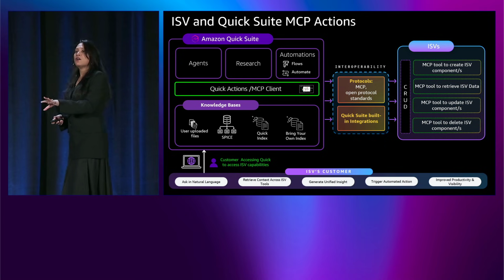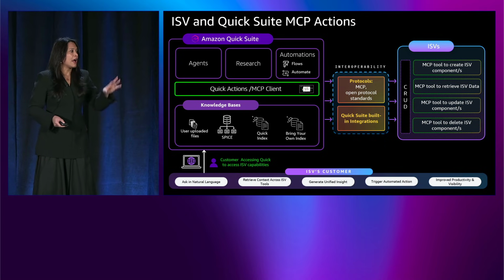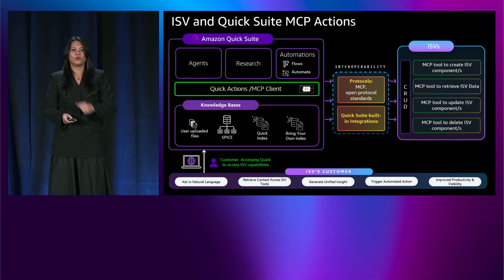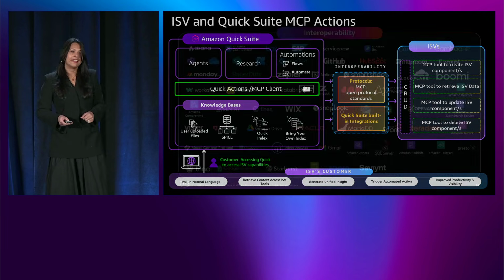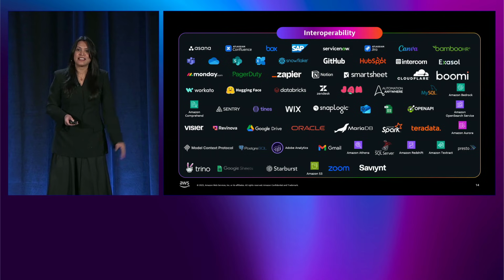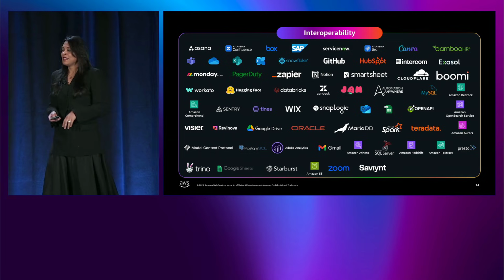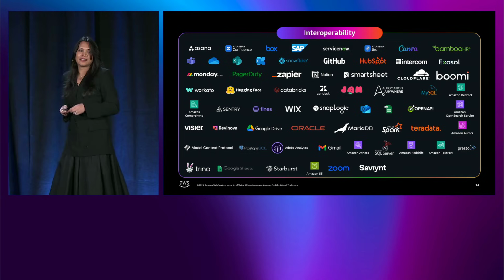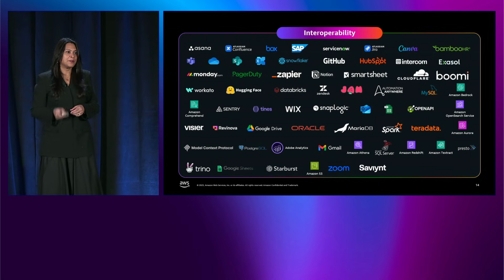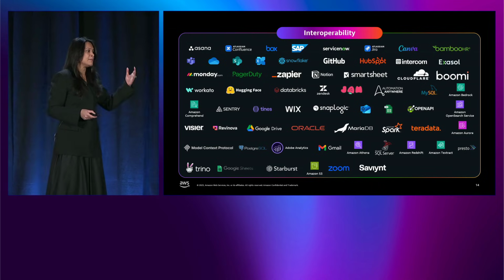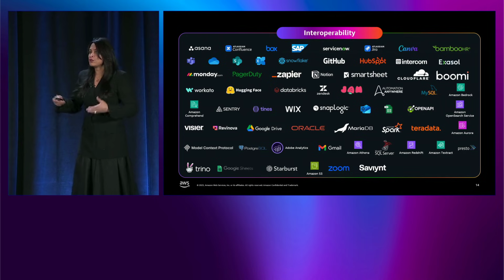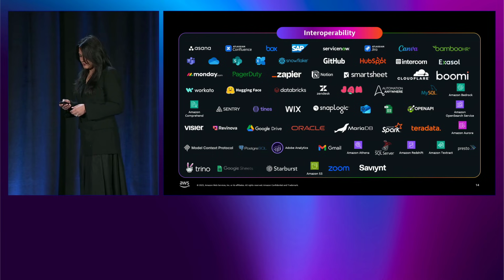So now you saw the end-to-end integration, how a SaaS application can be integrated with Amazon QuickSuite through actions. And I'm happy to share that these are some of our ISV partners and third-party applications that are already integrated with Amazon QuickSuite. Our customers can directly go to Amazon QuickSuite and can see those actions and can use those actions as they need it.